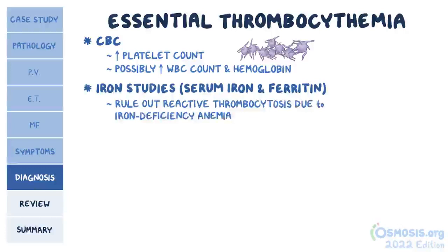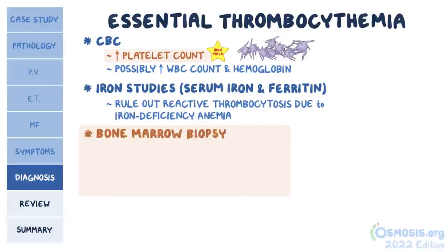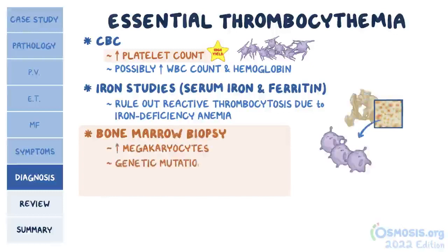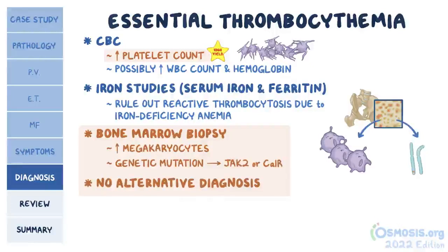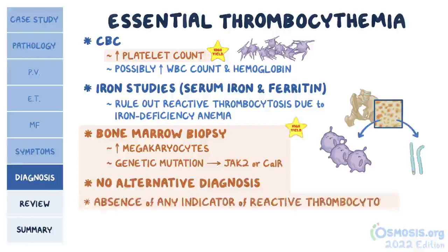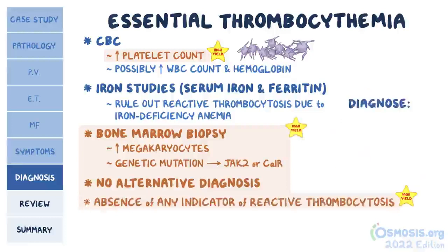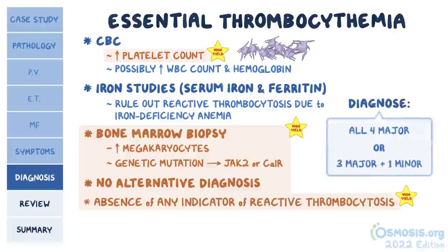The 4 major criteria for diagnosing essential thrombocythemia are an increased platelet count, a bone marrow biopsy showing an increase in megakaryocytes, identifying a genetic mutation like JAK2 or CALR, and not having an alternative diagnosis like polycythemia vera or CML. A minor criteria is the absence of any indicator of reactive thrombocytosis. To diagnose essential thrombocythemia, either all 4 major criteria must be met, or 3 major and 1 minor criteria have to be met.